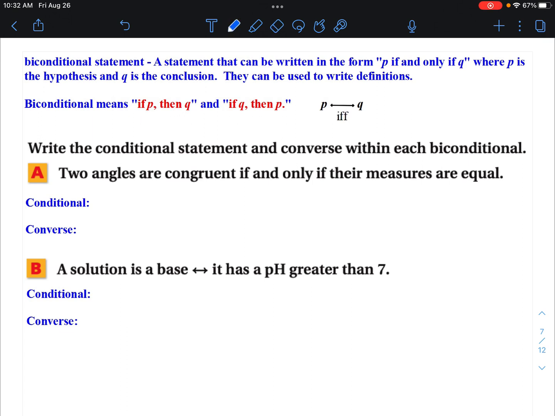So what you got to be able to do to write these is you have to be able to know what the conditional and the converse is. So like in this first example A, here is a biconditional statement. It says two angles are congruent if and only if their measures are equal. So the conditional part of that would have been if two angles are congruent, then their measures are equal.